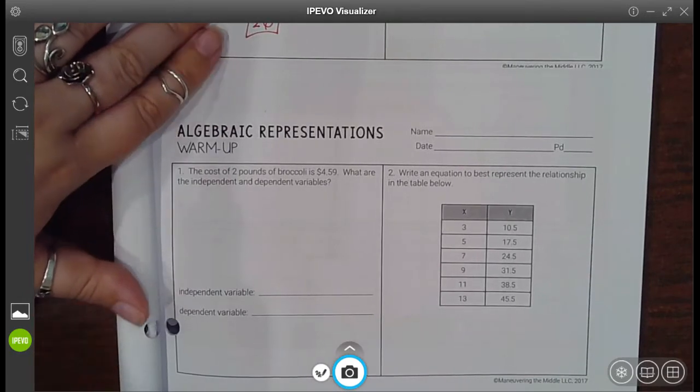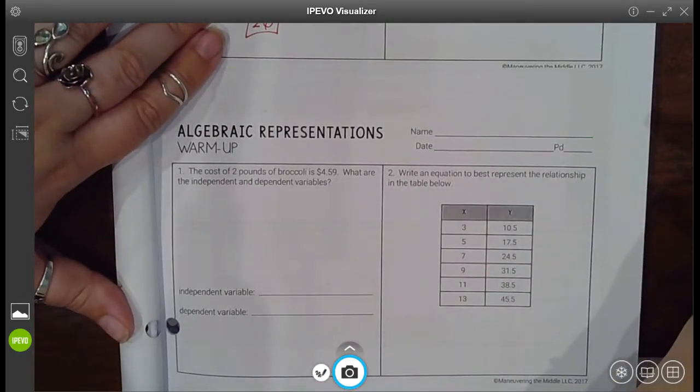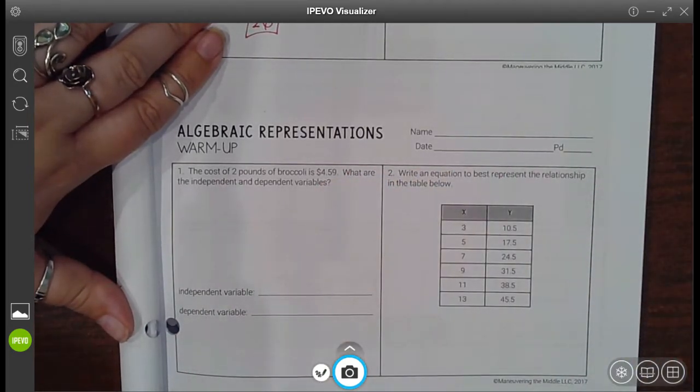All right, we're going to identify the independent versus dependent variable from this word problem. Okay, the cost of 2 pounds of broccoli is $4.59. What are the independent and dependent variables?